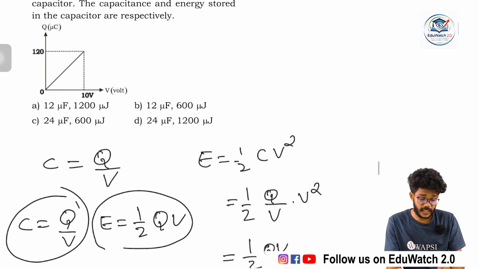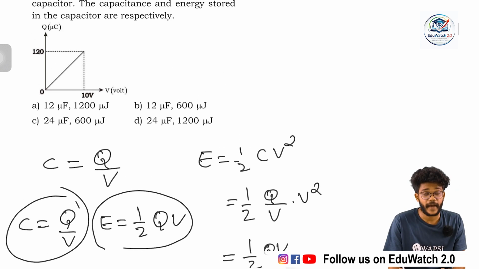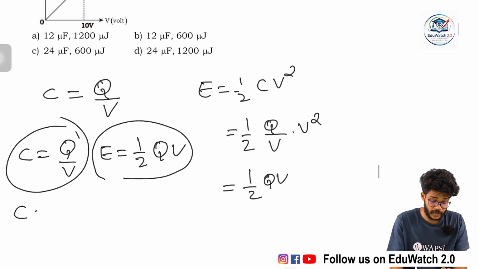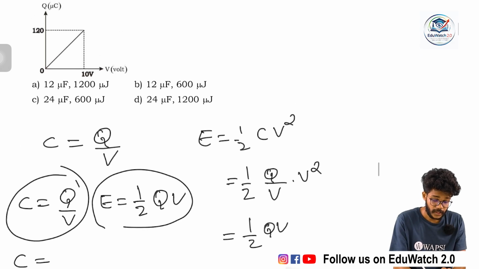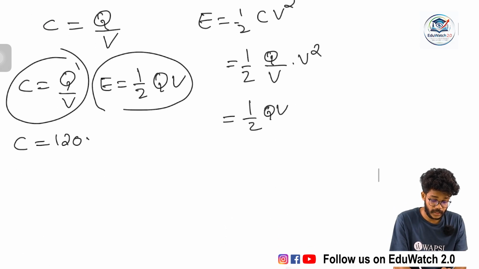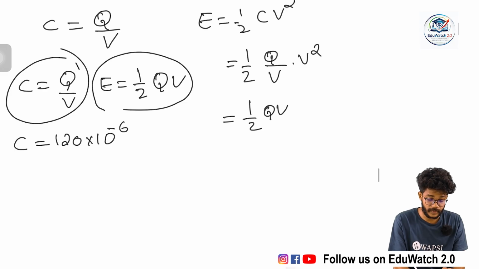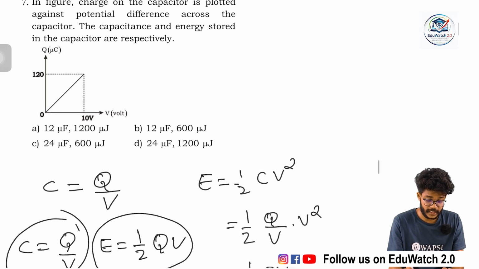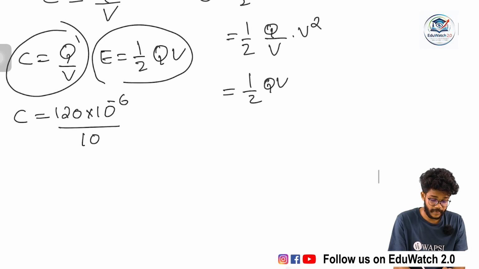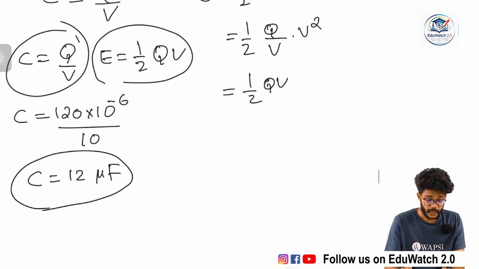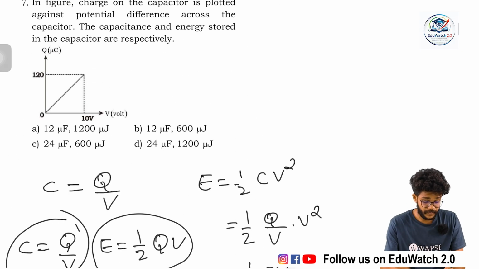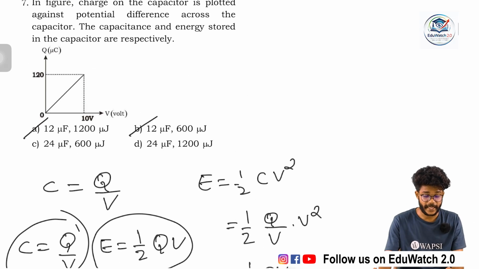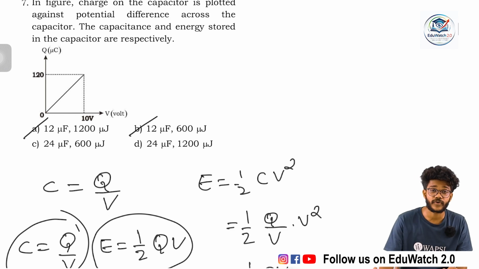For 10 volt of potential difference, there is 120 microcoulomb of charge. Substituting, C is equal to Q, 120 into 10 raised to minus 6 coulomb, divided by the potential, 10. So the capacitance is 12 microfarad. Option A and option B both have the capacitance as 12 microfarad.